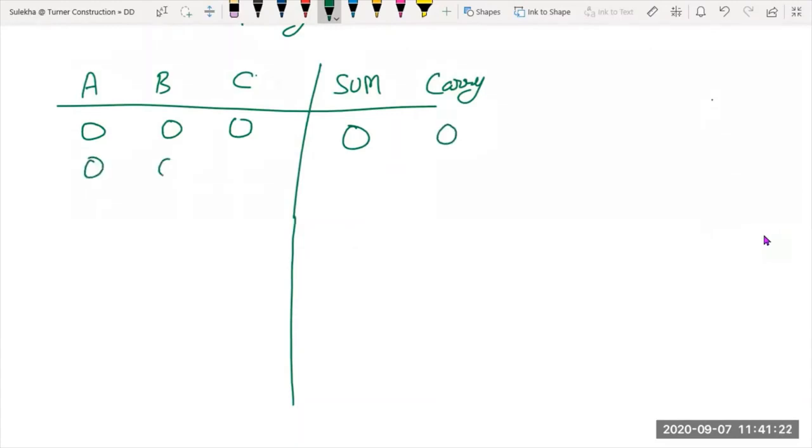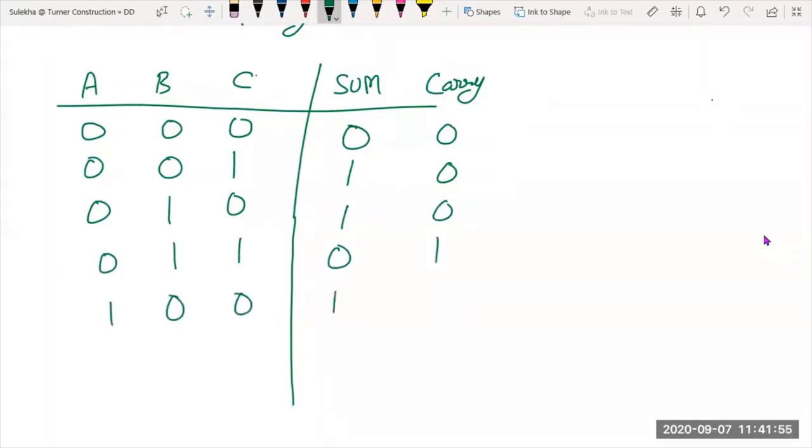So if I do for 0 0 1, if I do 0 plus 0, that summation is 0 and carry is also 0. If I add that summation of 0 with this 1, I am getting summation as 1 and carry as 0. In a similar manner, if you do with 0 1 0, you will get 1 as your summation and 0 as your carry. And if you do with 0 1 1, you will get 0 as your summation, 1 as your carry. And if you do with 1 0 0, you will get 1 as your summation and 0 as your carry.